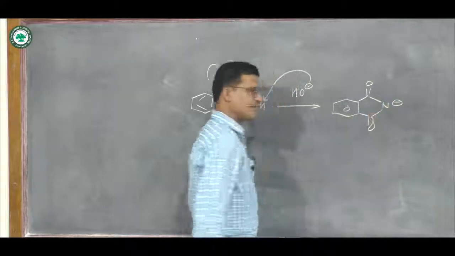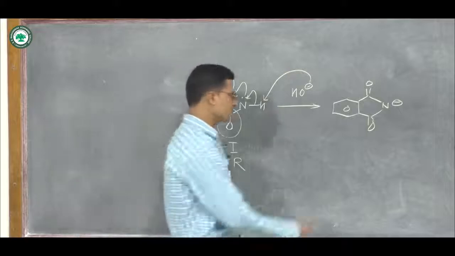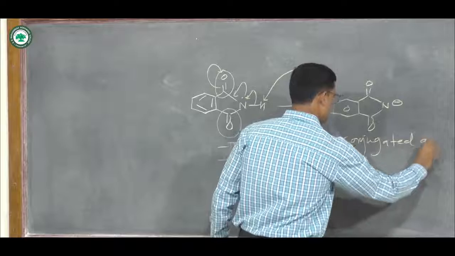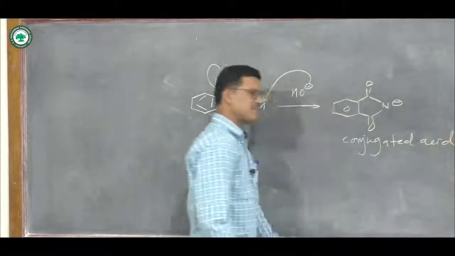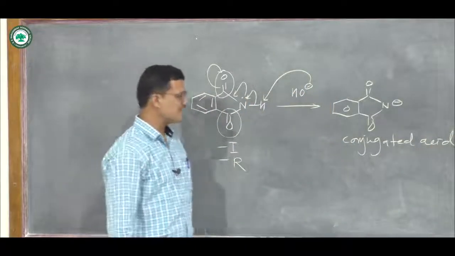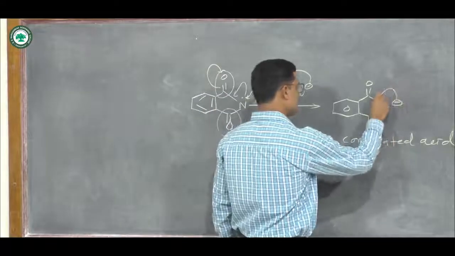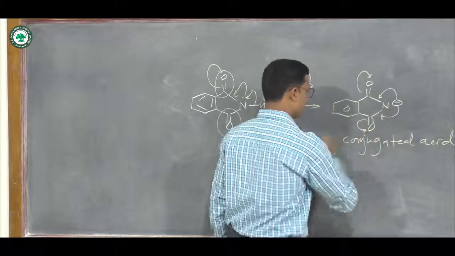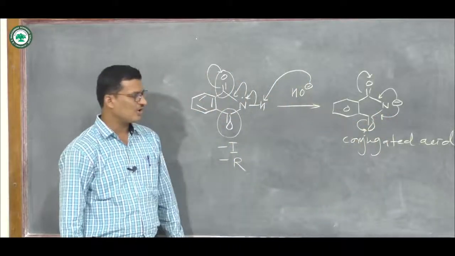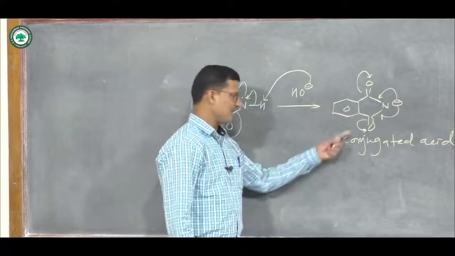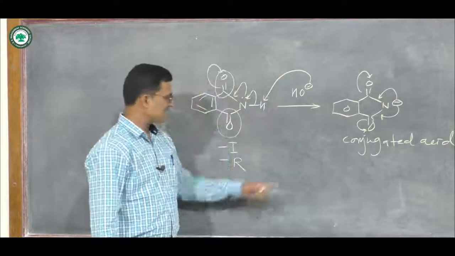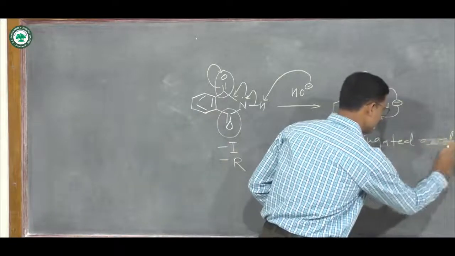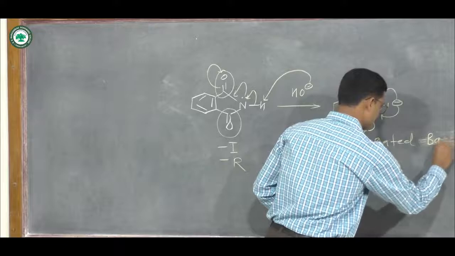And when nitrogen gets the negative charge, then this conjugated acid stabilizes. So why is this conjugated acid stabilized? Because this negative charge is delocalized on both the carbonyl carbons. And when the negative charge is delocalized on both the carbonyl carbons, so this is a conjugated base, not a conjugated acid, sorry. This is a conjugated base.